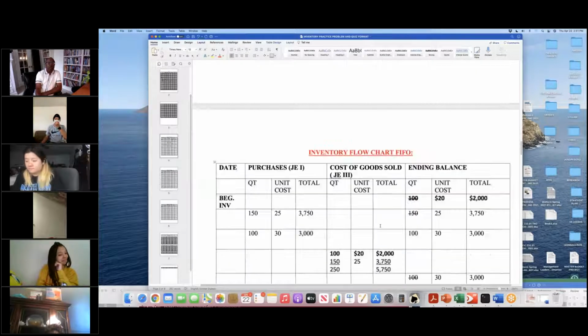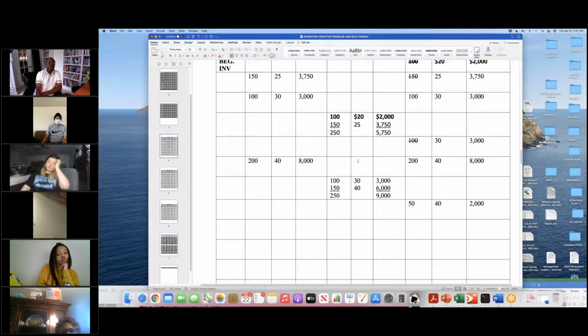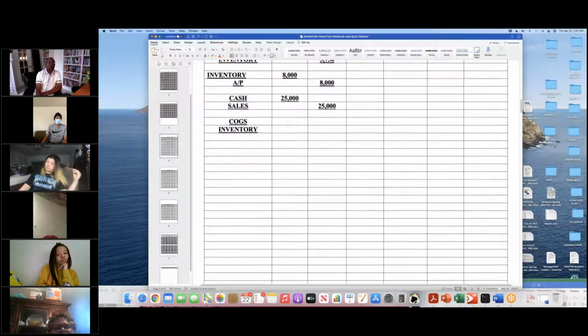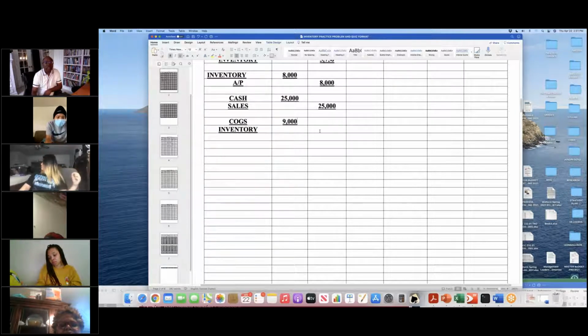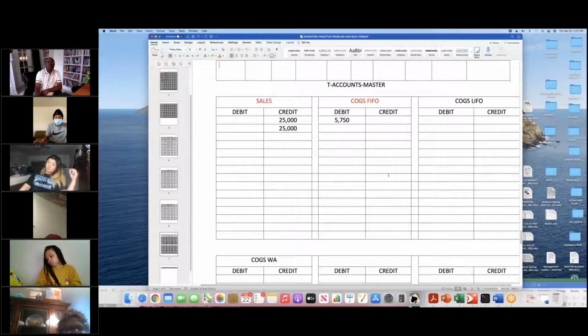And so now we have the number 9,000 that goes in this journal entry. $9,000. Now we're going to go ahead and put this 9,000 here.